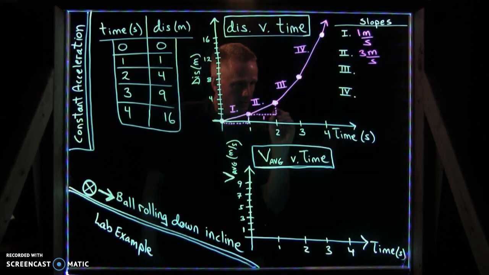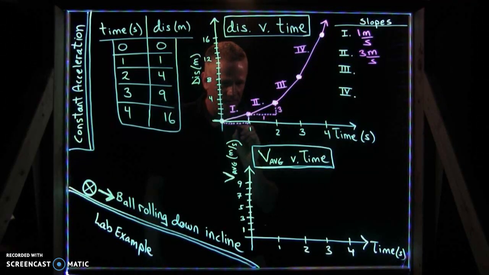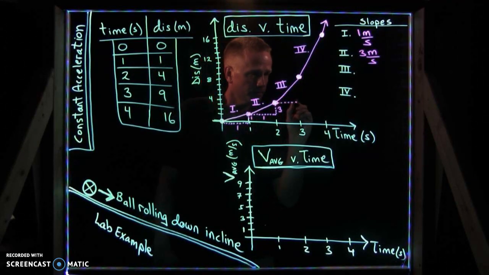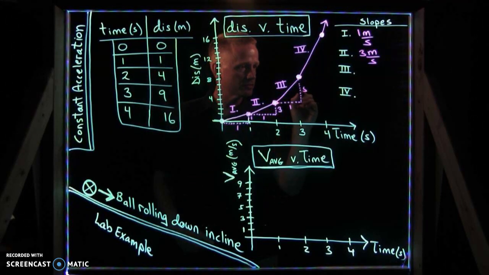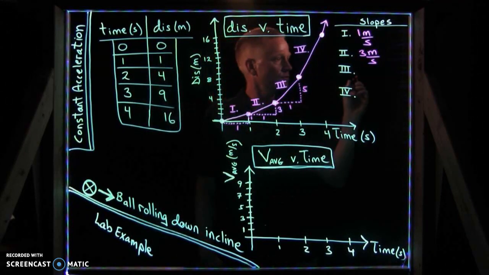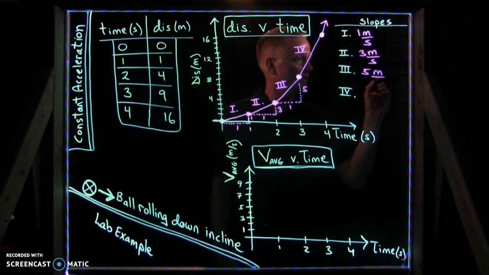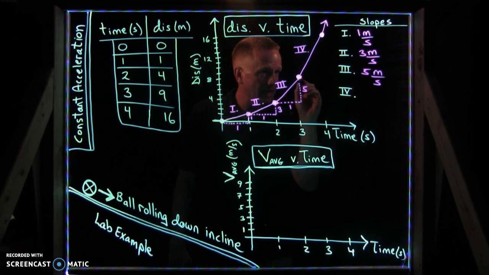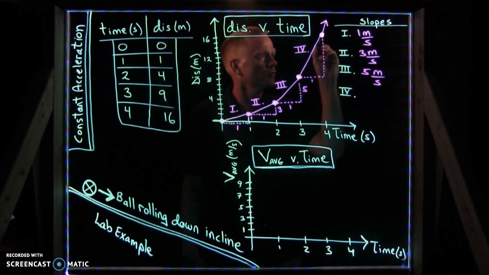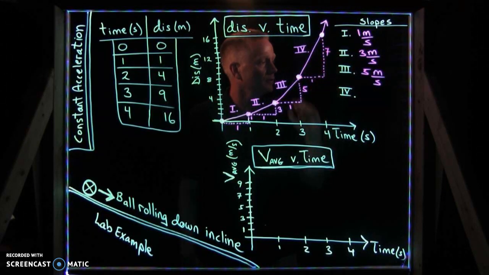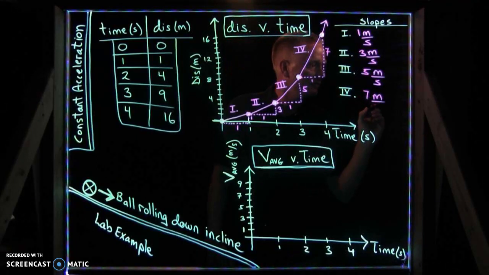So for a run of 1, you have a rise of 3, whereas previously for a run of 1, you had a rise of 1. Let's move on to our third segment. For a run of 1 second, now this graph rises from 4 to 9. In other words, it rises by 5 meters. So you have an average velocity of 5 meters per second. And finally, in the last segment of time, as you run 1 second across, from 3 to 4 seconds, you rise from 9 to 16 meters, or a rise of 7. You have an average velocity of 7 meters per second.